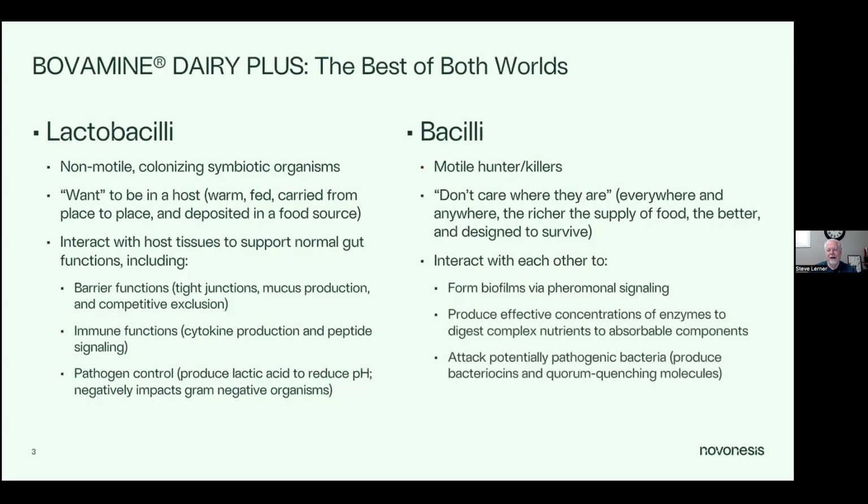They interact by forming biofilms. They send out quorum sensing molecules, those pheromonal type signals to call to other bacilli of the same type. They form very mature biofilms, and in that environment, they can produce very high concentrations of digestive enzymes, very high concentrations of potentially antimicrobial peptides that keep the potentially harmful organisms at bay.